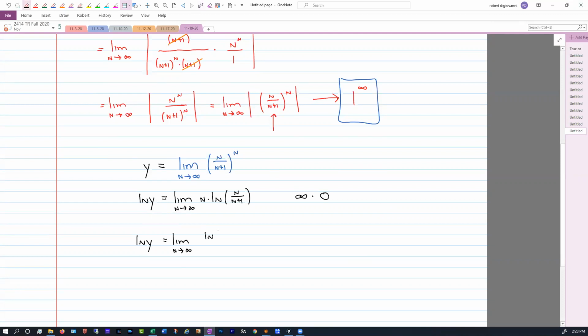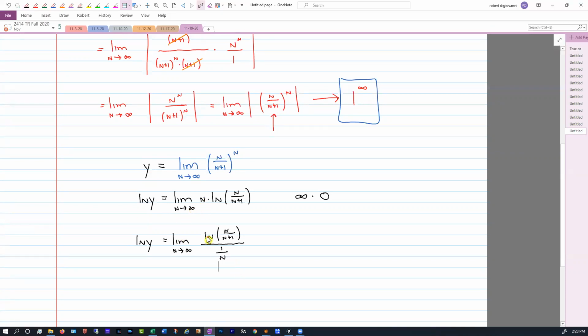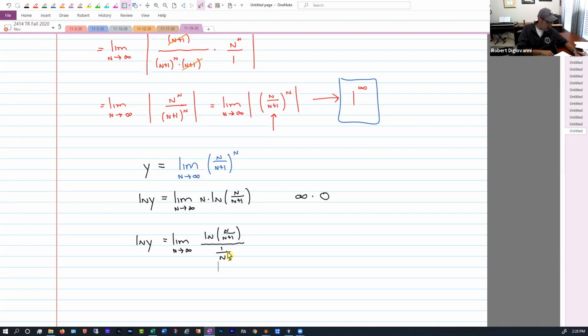So ln n. Remember this idea of taking one of them and dropping it to the bottom? Wouldn't it be just n? Well, no, if you're going to put it on the bottom, it has to be 1/n. Okay, yes. Pretty messy stuff here, if you ask me.